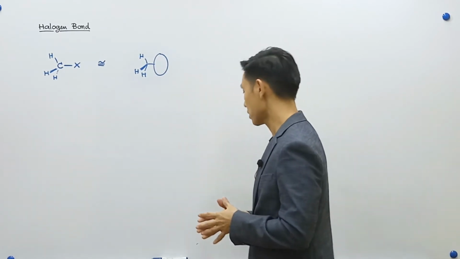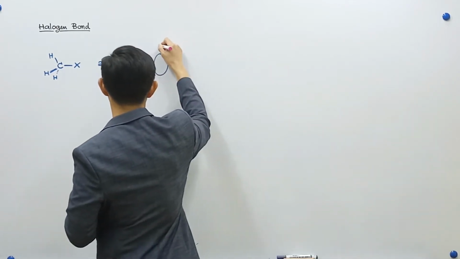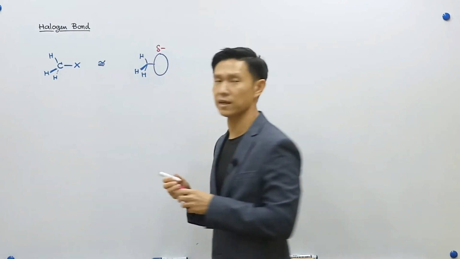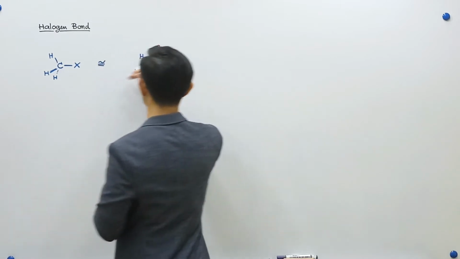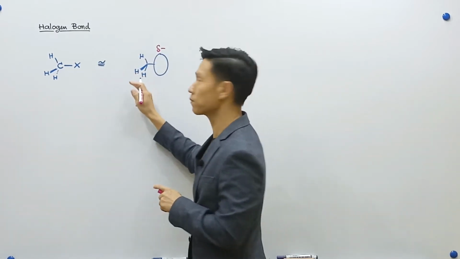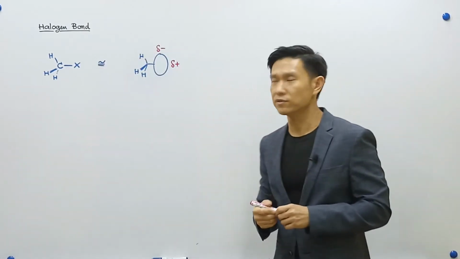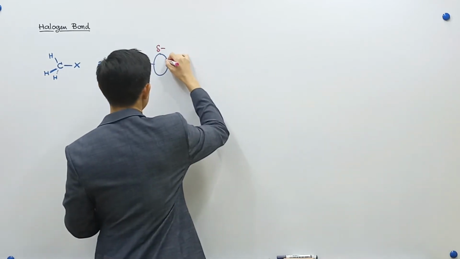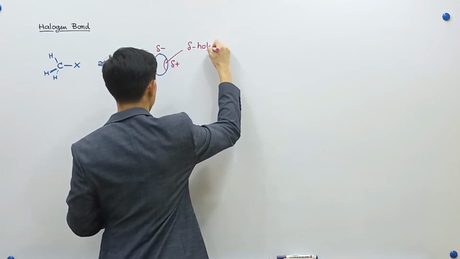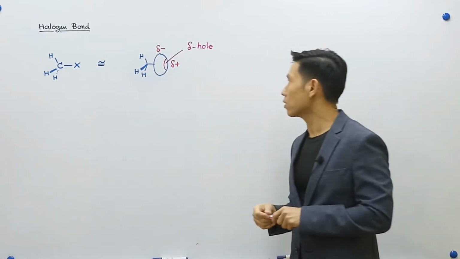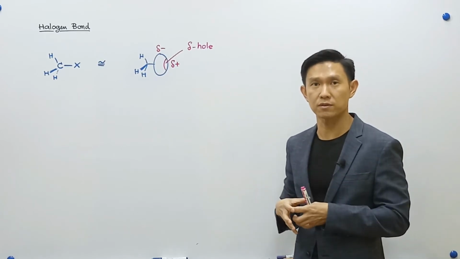So by calculations, we know that the area here on top is slightly negative. Top and bottom is slightly negative. And the area at the opposite side with the methyl group is slightly positive. So the area which is slightly positive over here is called the sigma hole. Or actually it's a hole of electrons, right, in the sigma orbitals.